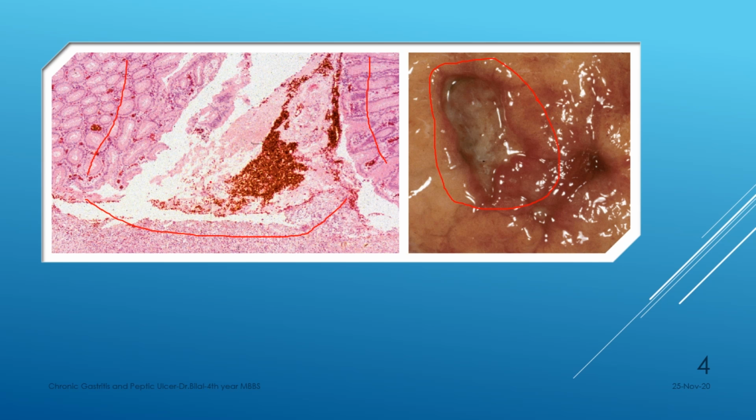The main thing you need to remember is that granulation tissue is present at the base of this ulcer, and it's an ulcer. Then granulation tissue is present. There may be some bleeding. Bleeding is a complication of peptic ulcer disease, so you might see some degraded blood as well.